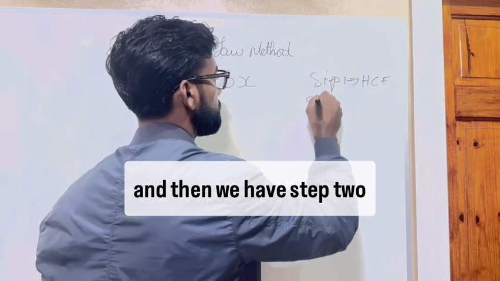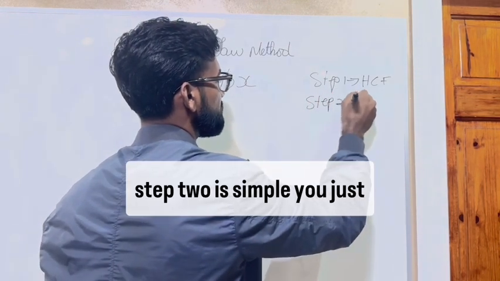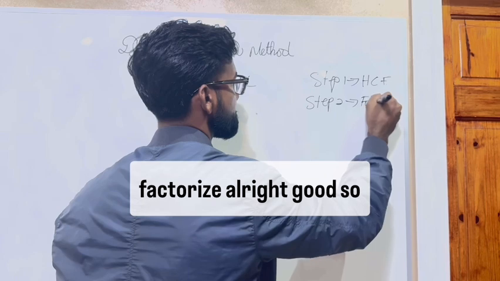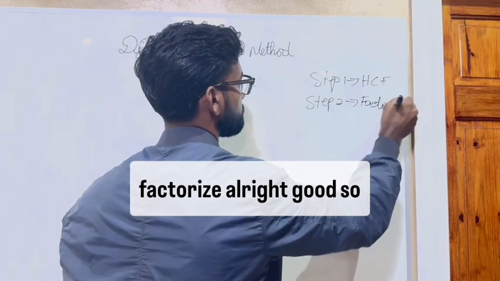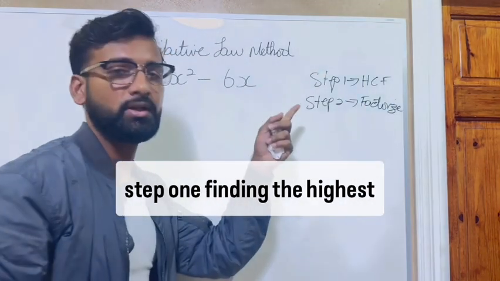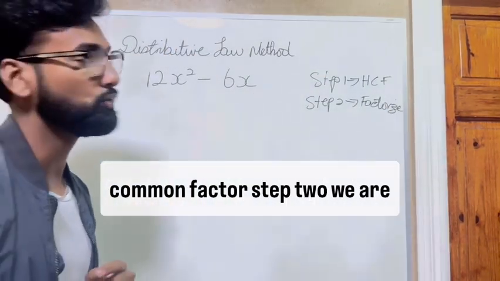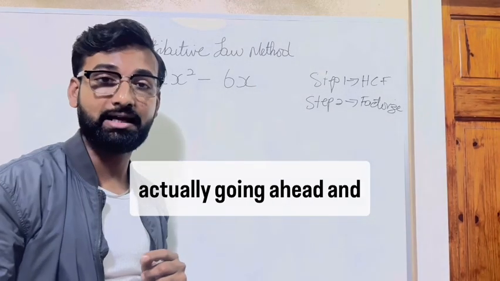And then we have step two. Step two is simple, you just factorize, all right? Good. So step one, finding the highest common factor. Step two, we are actually going ahead and factorize.